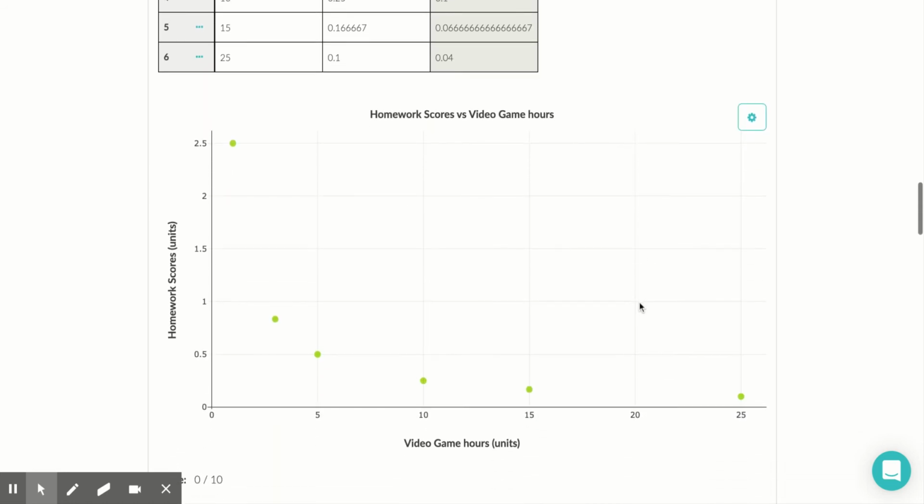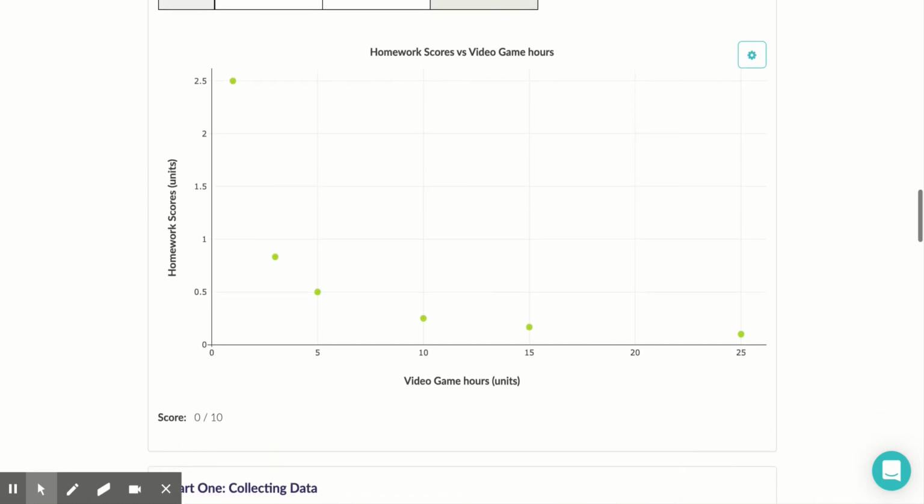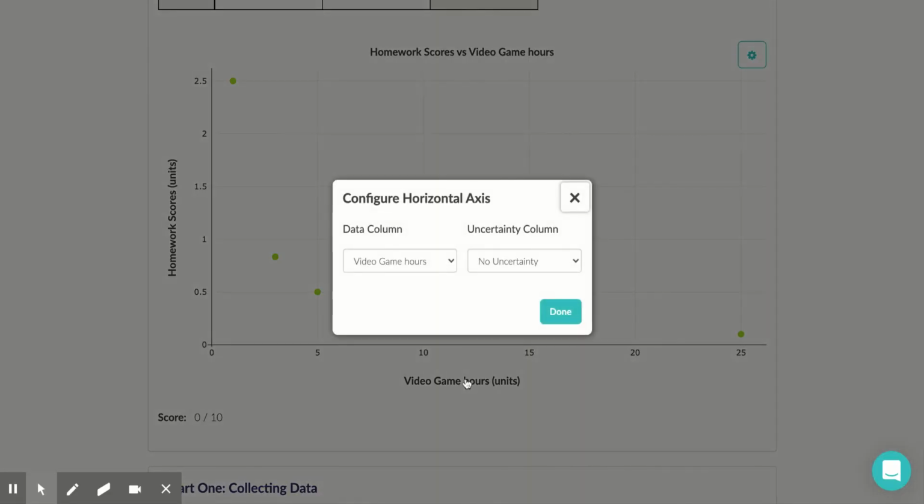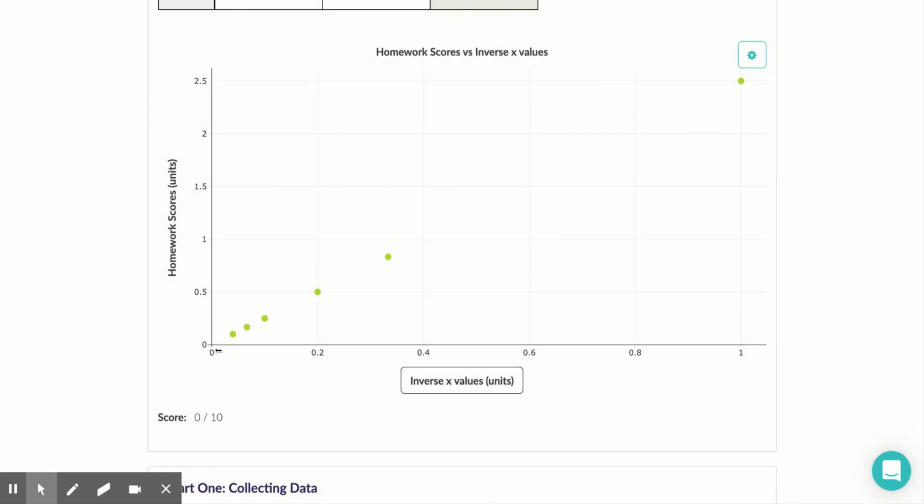On my graph, in order to verify that this is a linear fit relationship, I have to change the x value on the graph to be what I want it to look like. I'm expecting it to be an inverse relationship, so I'm going to switch it to inverse and then hit done. Notice that now creates a linear fit. That tells me that I've done the right relationship.